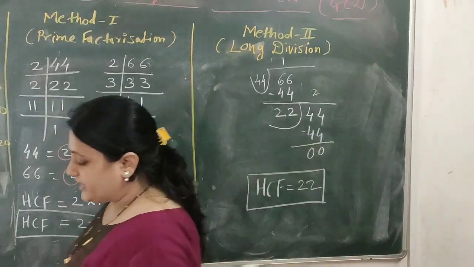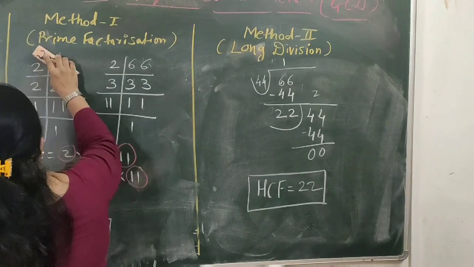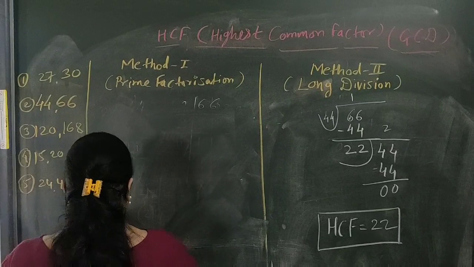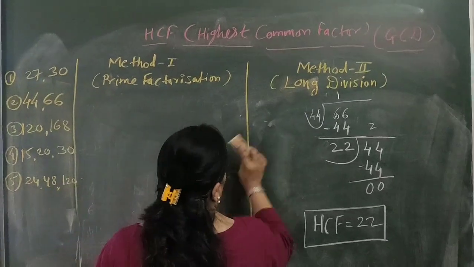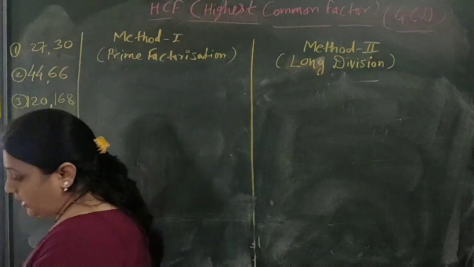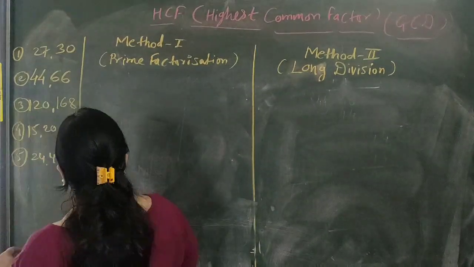We will move to the third example. What is the third example? Now in the third example, a 3-digit number is there. So we will see how to do it. How to find the SCF of a 3-digit number?